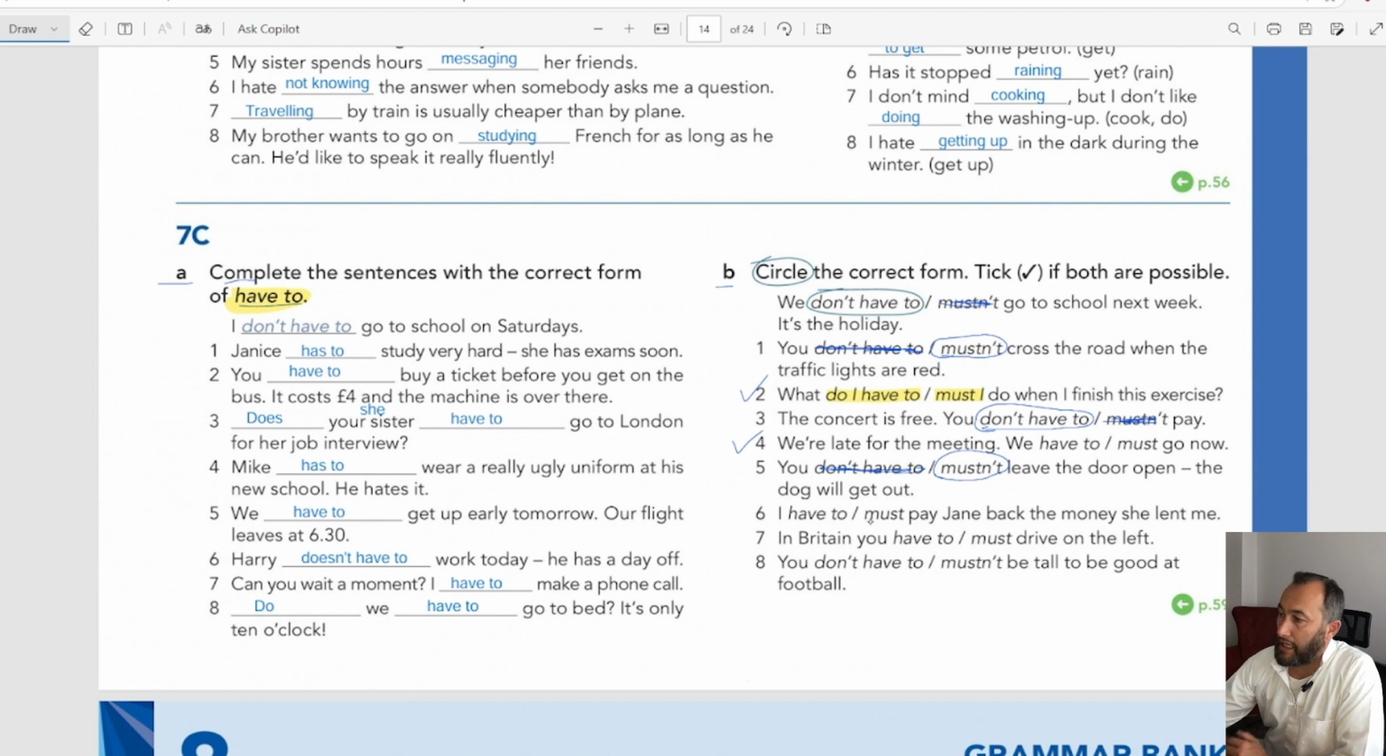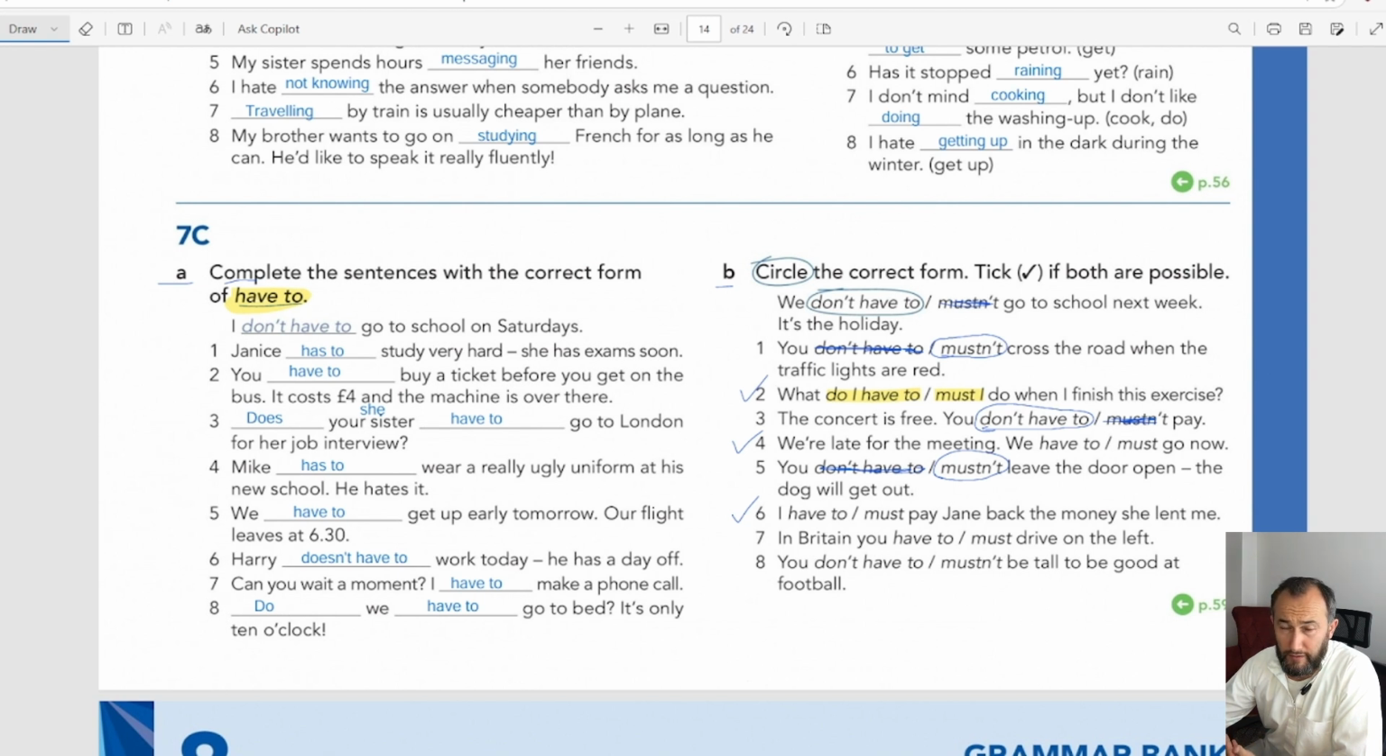Number 6: I have to or I must pay Jane back the money she lent me. That's correct, both of them. I have to pay back or I must pay back. Both work.